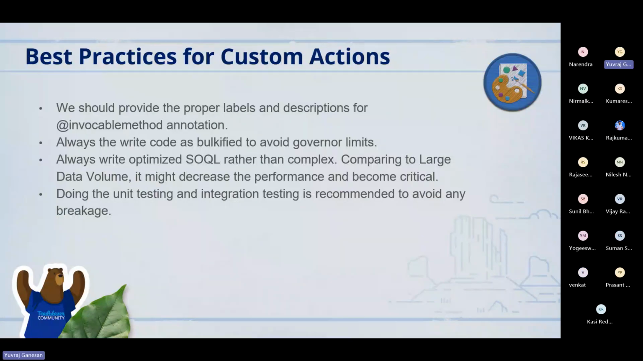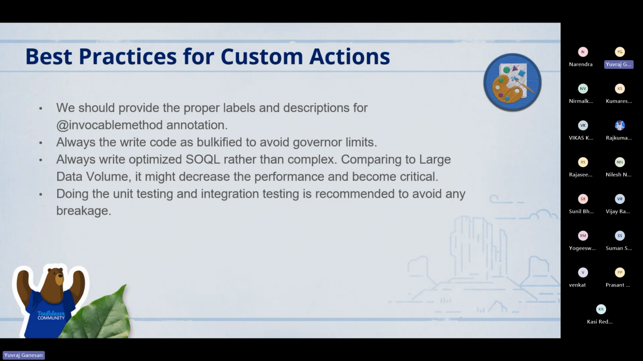Yeah. So here we have to follow the best practice for custom action. We have to give the proper labels and description. If you give a description which is not matching the instruction or the prompt, then you couldn't identify which method is being referred to, and you might get an error message or a message like couldn't find actions.